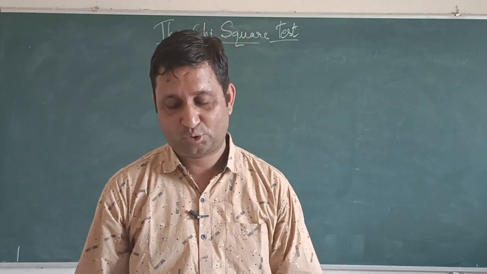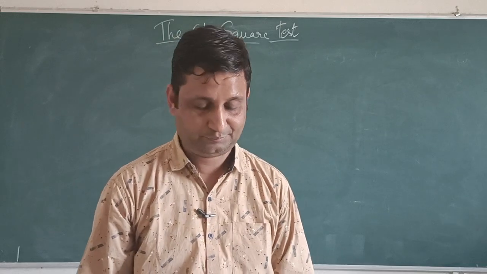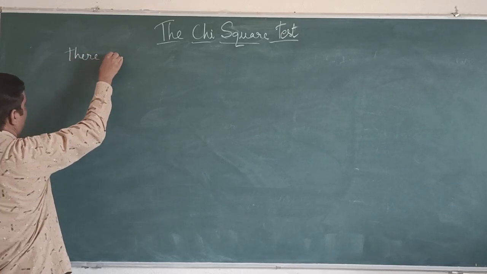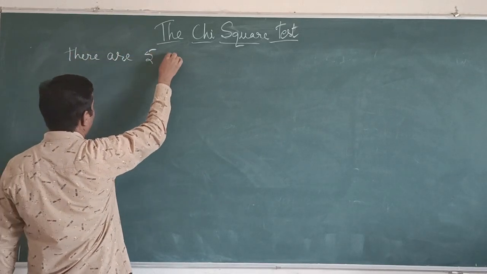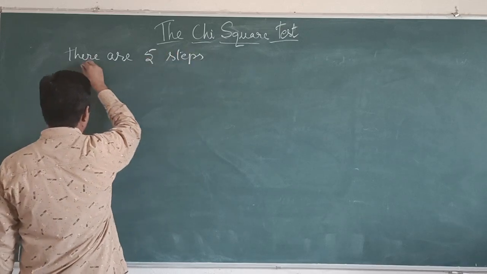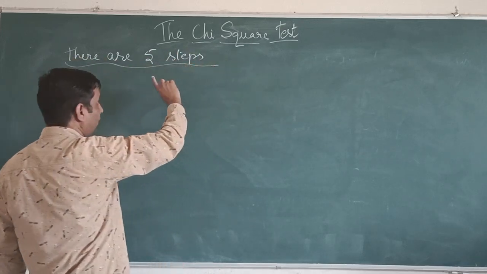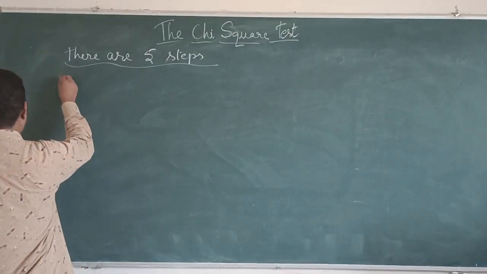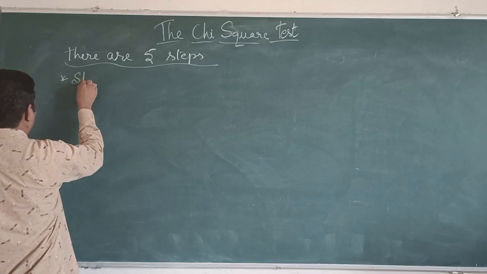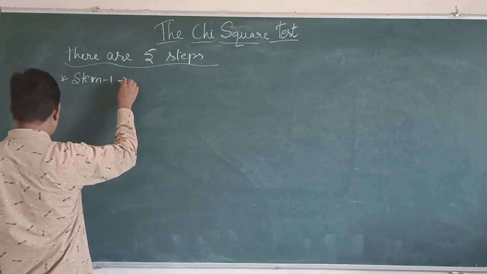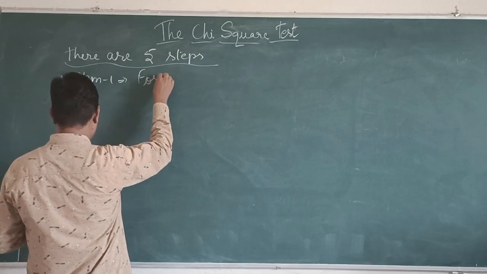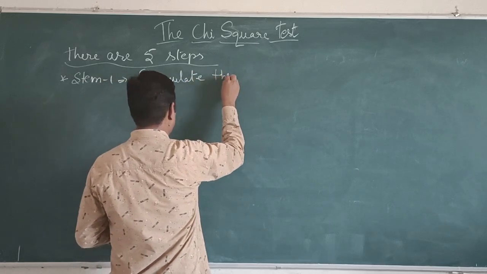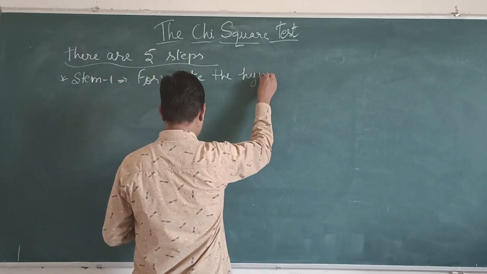There are 5 steps to conduct this test. We can say there are 5 steps for conducting the chi-square test. Step 1 is to formulate the hypothesis.